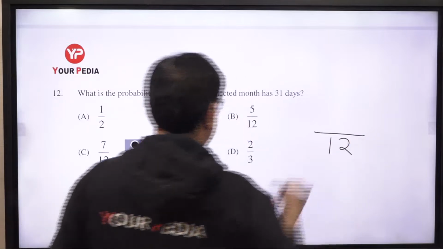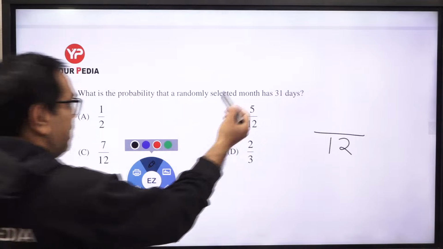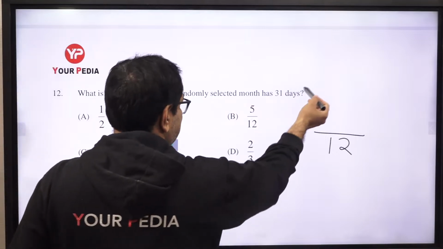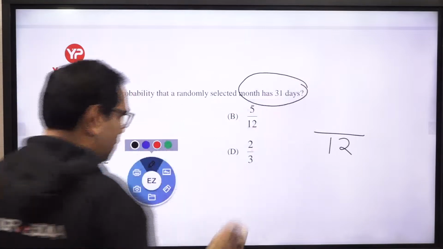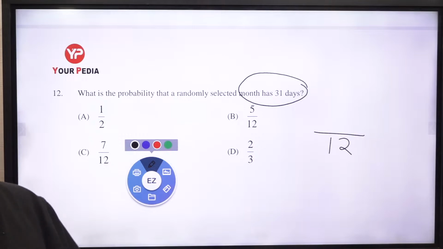फेवरेबल नंबर ऑफ केसेस. तो हमें फेवरेबल नंबर ऑफ केस निकालना है. मतलब क्या करना है? क्या इवेंट है हमारी? मंथ हैज 31 days. So out of 12 months, how many months have 31 days? ठीक है, कितने ऐसे हैं जिसमें 31 दिन होते हैं? आप काउंट करके रख सकते हो. जनवरी होता है, मार्च होता है, ठीक है, मई होता है, जुलाई होता है, अगस्त होता है, ठीक है, अक्टूबर होता है, दिसंबर होता है. सो हाउ मेनी मंथ्स? 7 months आर देयर जिनमें 31 डेज होते हैं.